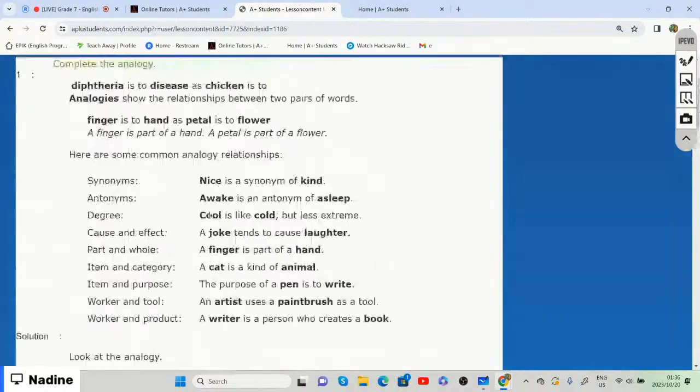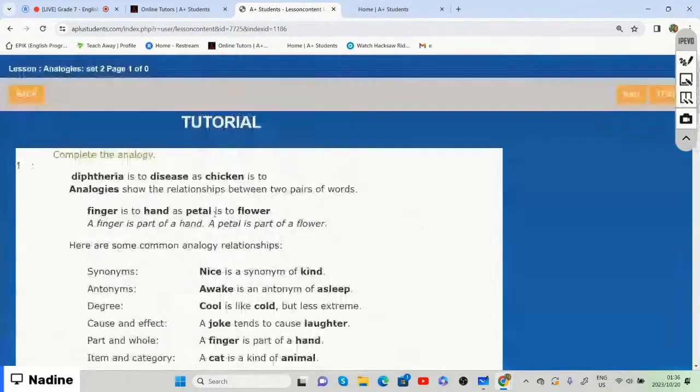And if we now look at, let's say, basically more analogies, right? Because that is basically what set two is. Set one was basically us going over certain analogies, and now set two is basically just a continuation of more analogies, right? So we have diphtheria, right, is a disease. Diphtheria is a disease. Just as chicken is to where or what?